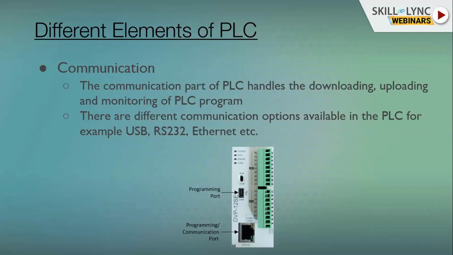You can see in that image, there are two ports available for communication. One is USB, one is Ethernet. Mostly in the USB or Ethernet port, we can download the program we have developed to automate the machine. Nowadays, mostly we are using Ethernet ports, but in earlier days, mostly RS-232 was used for downloading the program.